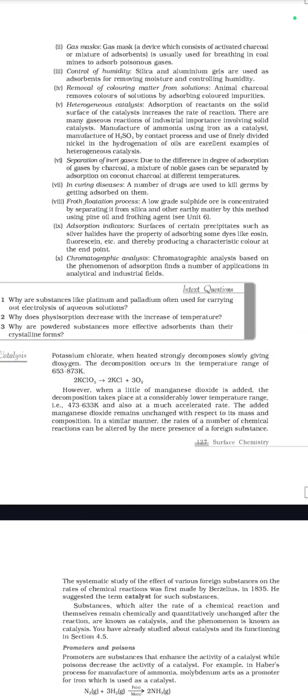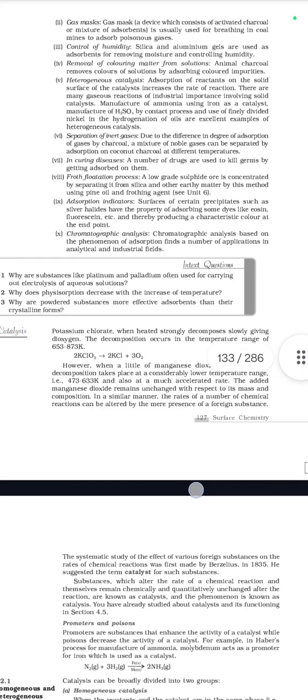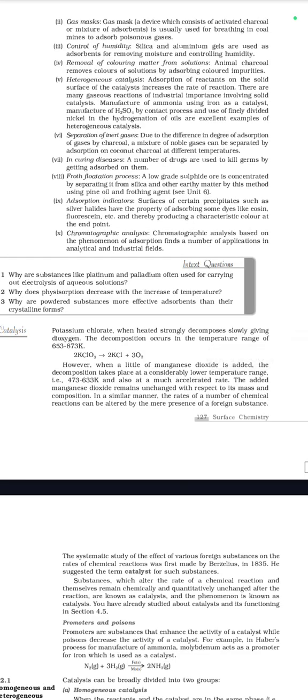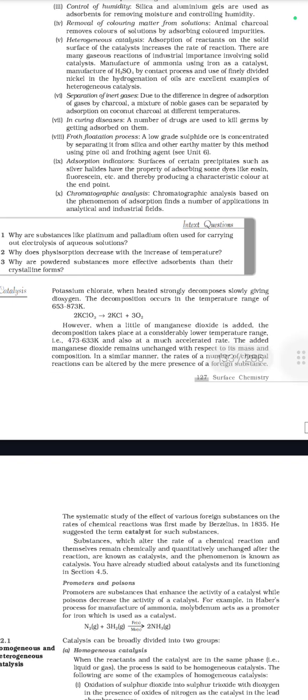Separation of inert gases. Due to the difference in degree of adsorption of gases by charcoal, a mixture of noble gases can be separated by adsorption in coconut charcoal at different temperatures. In curing disease, a number of drugs are used to kill germs by getting adsorbed on them. Froth flotation process. A low-grade sulfide ore is concentrated by separating it from silica and other earthy matter by this method, using pine oil and a frothing agent.